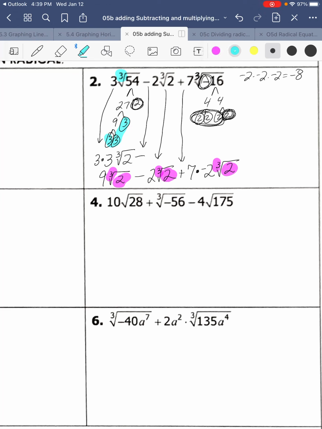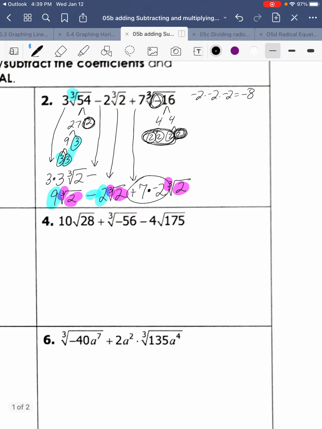So now let's look at our coefficients. We have 9, and we're subtracting 2 that are like terms here. That's 7. Oh, shoot. We've got to simplify this over here yet. So I'm going to carry this up. I'm just going to rewrite everything. 7 times negative 2 is negative 14. So minus 14 cube root of 2.